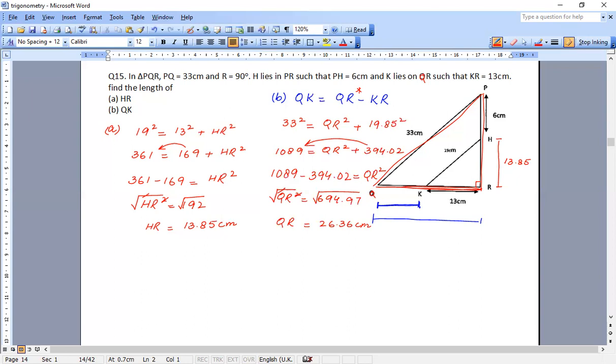Now we have found the length of QR. To find the length of QK, we go back to the equation we made: QK is equal to QR minus KR. QR is 26.36 minus KR is 13. When I subtract 13 from 26.36, I get 13.36 centimeters. That is the answer of our part B. This is question number 15.